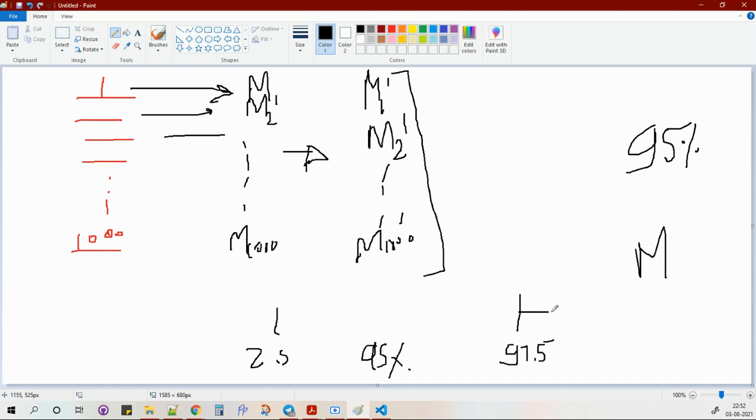I am just ignoring this 2.5% of data here and 2.5% of data here. Now whatever the values I have here, let's say 2 here and 10 there, I have this 95% confidence interval of 2 to 10. That means my median value would be between 2 and 10 with 95% chance.